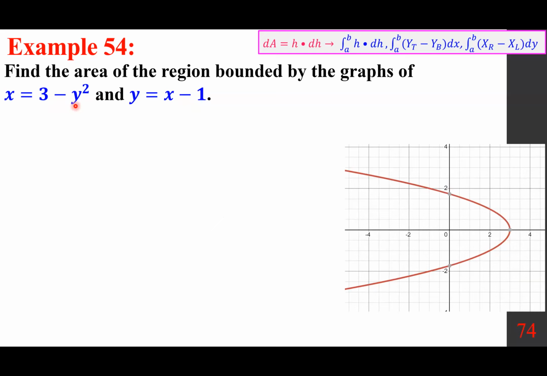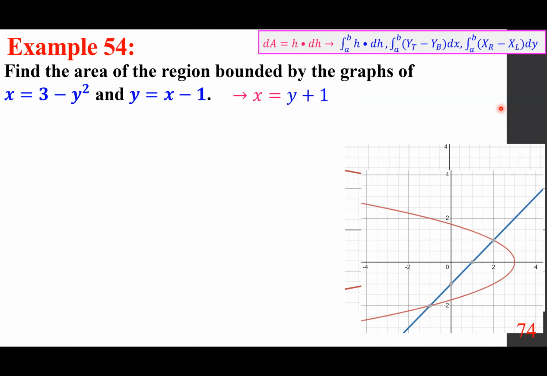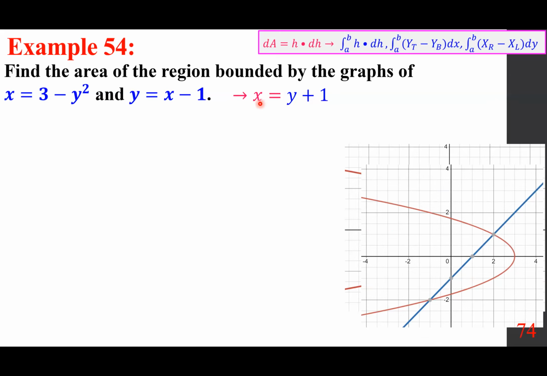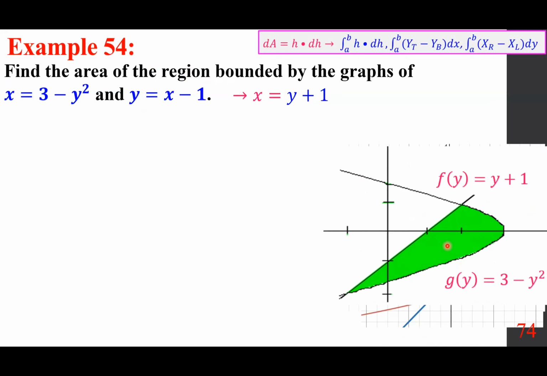Y equals x minus 1 is a line, or x equals y plus 1. I'll tell you why I changed it to that one, but for now it doesn't matter. I just graph this. When you graph this, so you have this function, you have this line, and you want the area that is bounded by the graph. So you want this area. Okay. So you want this shaded region.